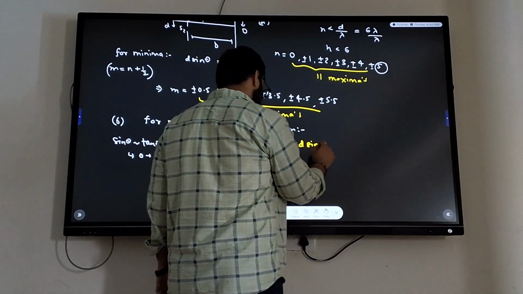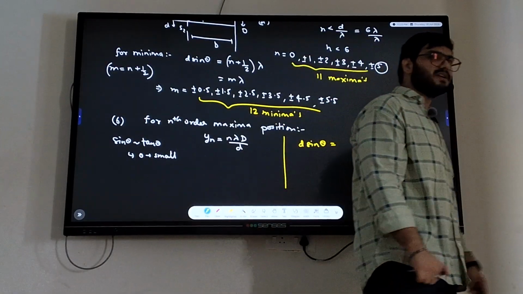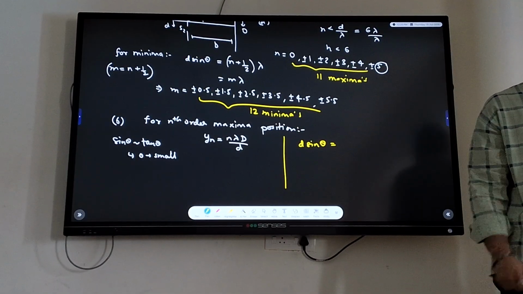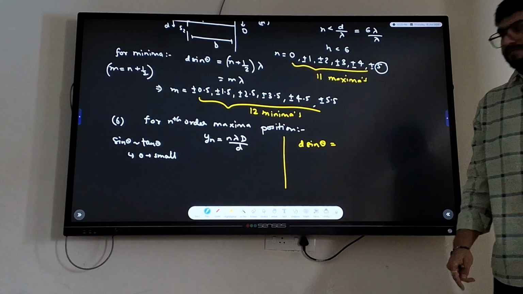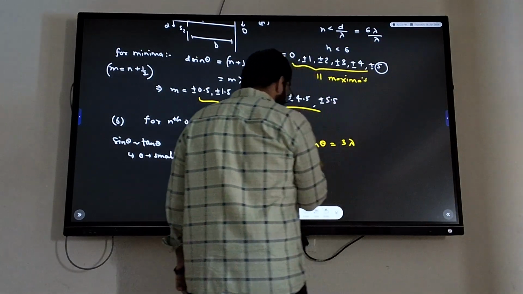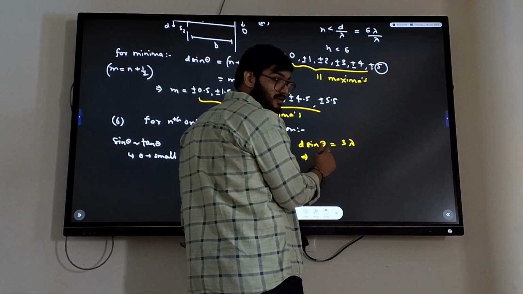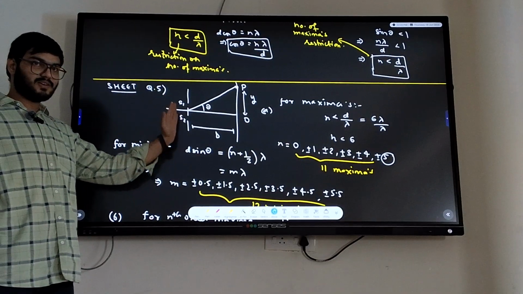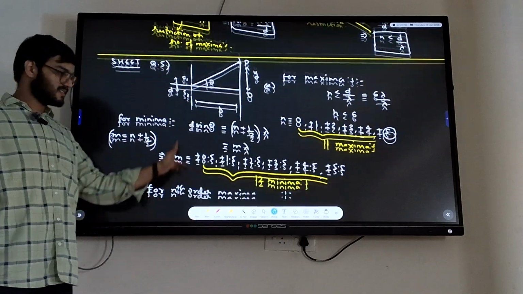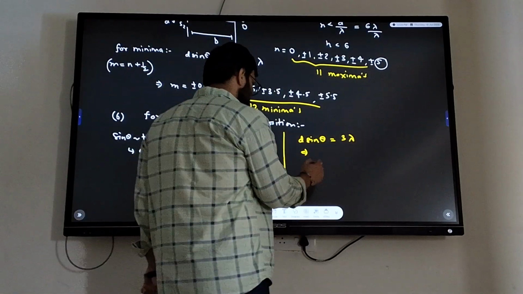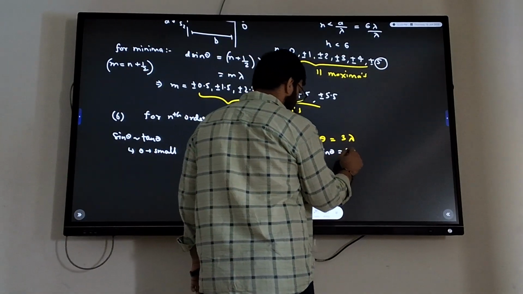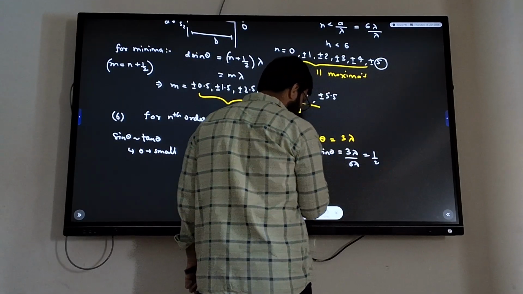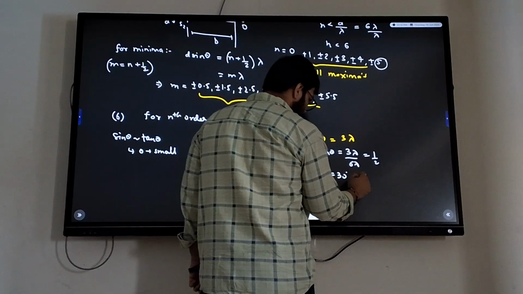And the condition is d sine theta equals n lambda. What should I put in place of n, 3 or 4? 3, because n equal to 0 corresponds to the central maxima, and n equal to 3 corresponds to the third maxima. So 3 lambda. Here, should we take d cos theta? Why d cos theta? It should be d sin theta equal to 3 lambda, so sin theta is 3 lambda by d. What is d? 6 lambda. So this will be half. And then what is theta? 30 degrees, or pi by 6.